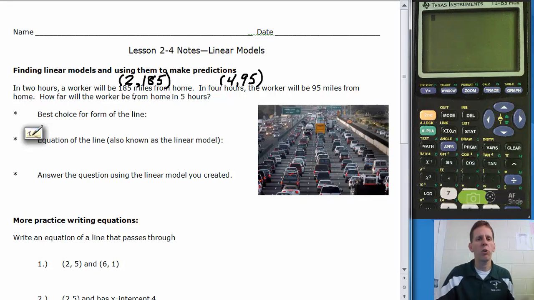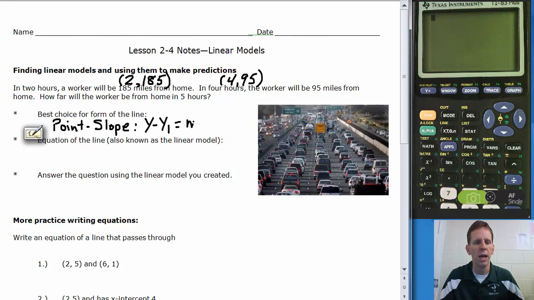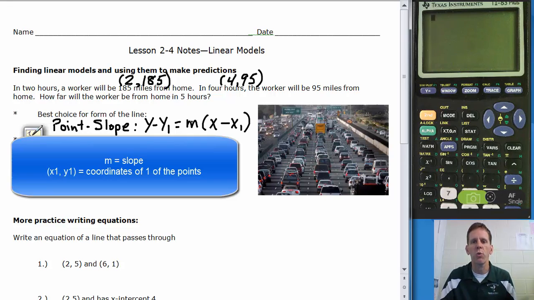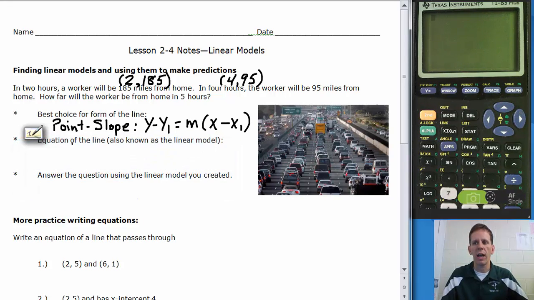And if you're going to make an equation that's based off of 2 points, typically the best model to use when you're given 2 points is something that's called point-slope form. Now the point-slope form of a line is this equation that goes y minus y sub 1 equals m times x minus x sub 1. And you may recall that m refers to the slope of the line, and x1 and y1 are the coordinates of one of the points on the line. Now to find the equation for our line, one thing that we have to calculate is the slope.